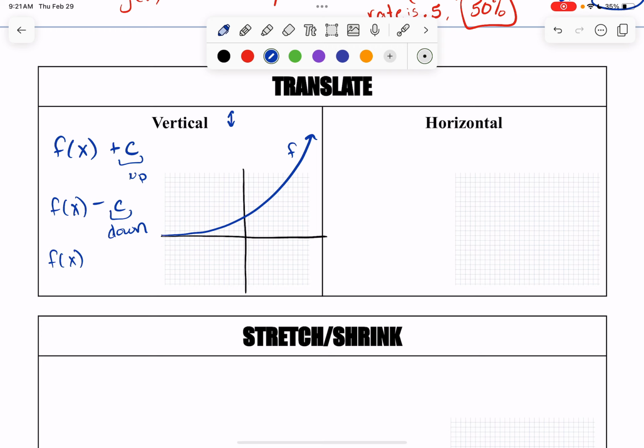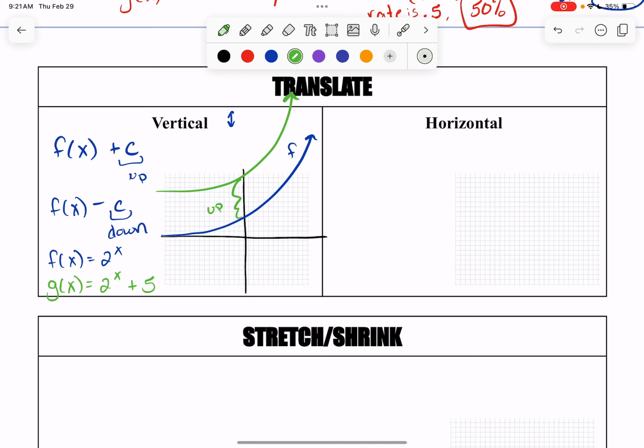Okay, I'm not going to put a scale on this, but let's say this blue one, f of x, is 2 to the x. If I take this function, 2 to the x, and add 5 to the end, it's going to move it up 5. And so now I'll have one that looks like that. It moved it up 5. By adding 5 onto the end, it's going to take that whole graph, move it up 5, and there's my g. Again, the rules are the same.